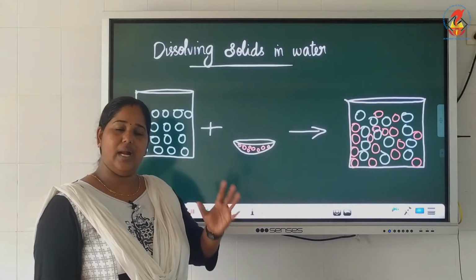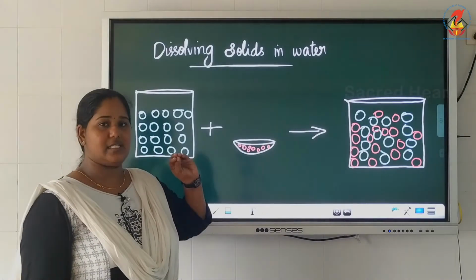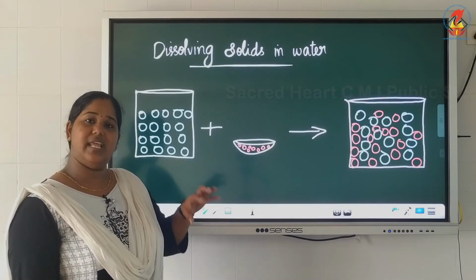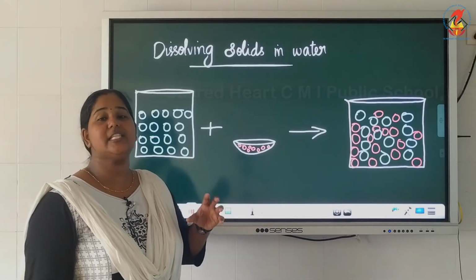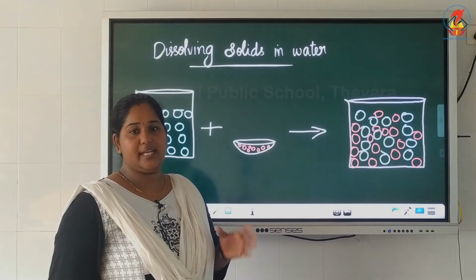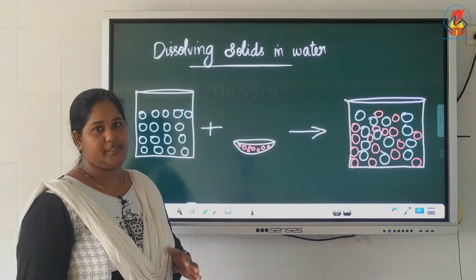Okay, so here one thing that you have to remember is sugar or a solid does not take extra space in water when it is dissolving, it just takes the empty space or the vacant space between the water molecules. Okay, that is how you obtain a sweet solution of water.